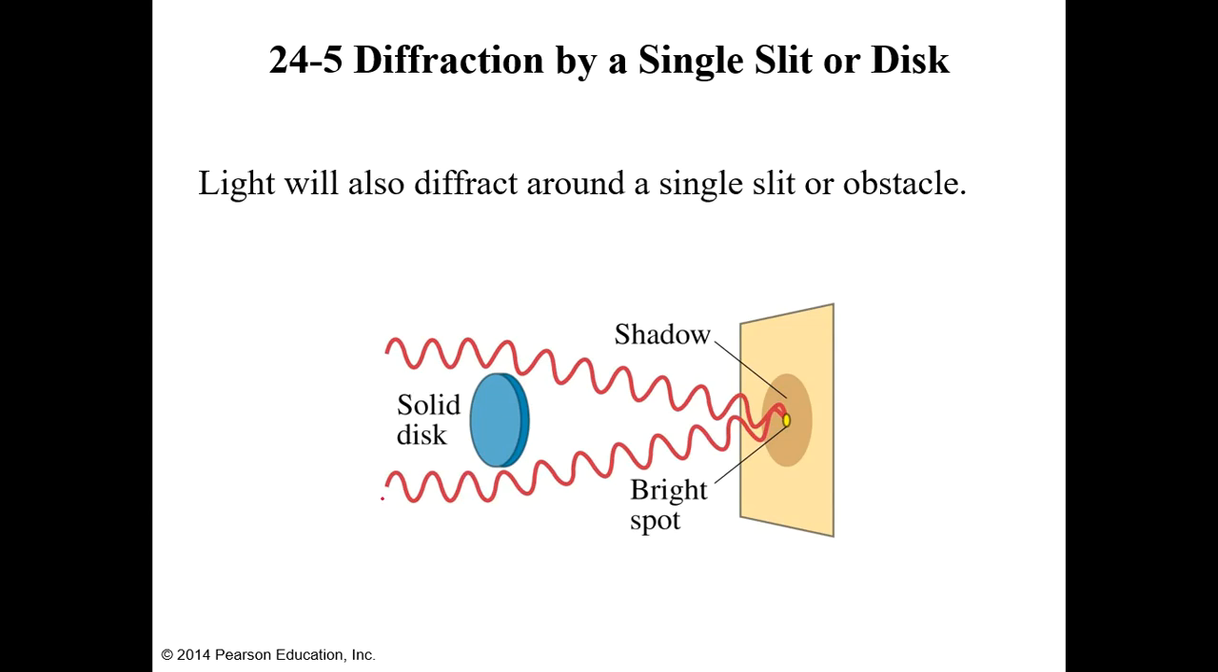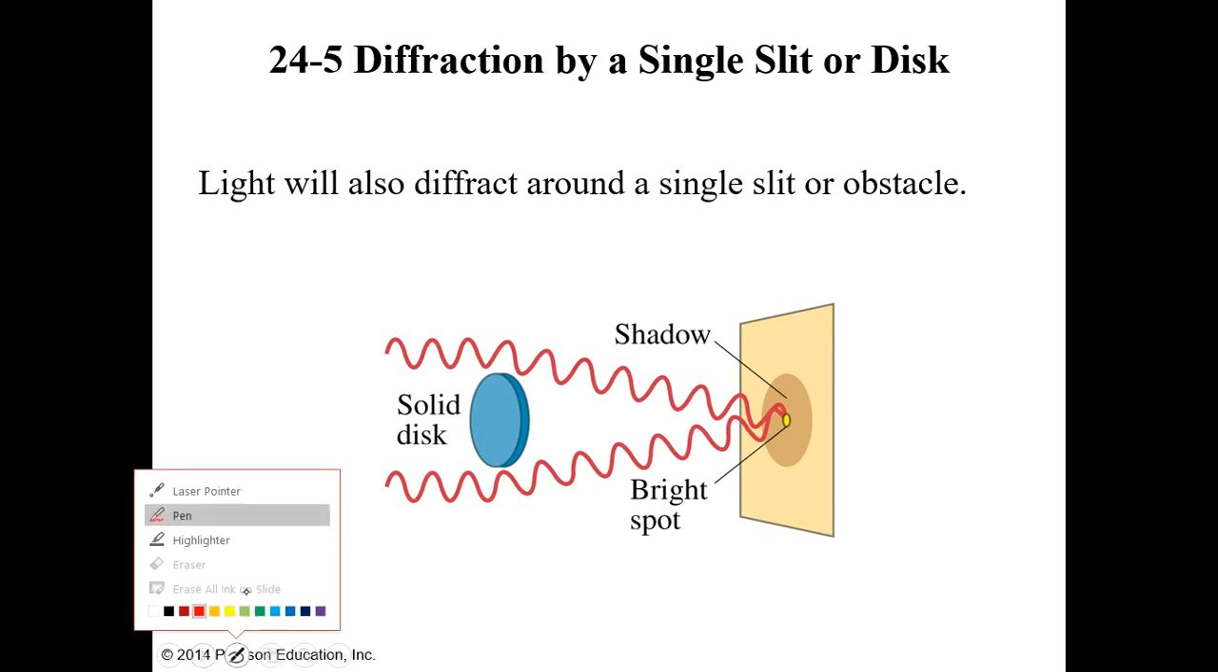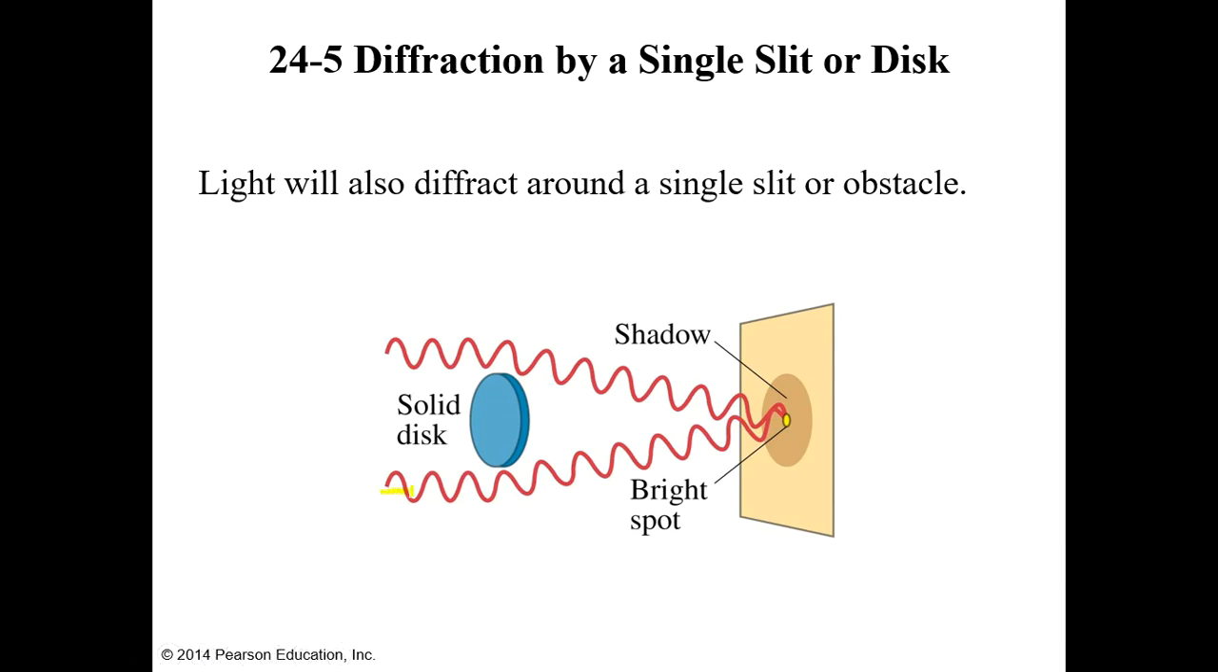light were a wave, then it would follow this path, it would diffract, and then you'd have constructive interference right in the center of the shadow of that solid disk. He set up the experiment and said, you see, there isn't a shadow, or there isn't a bright spot in the middle, and so light can't be a wave.